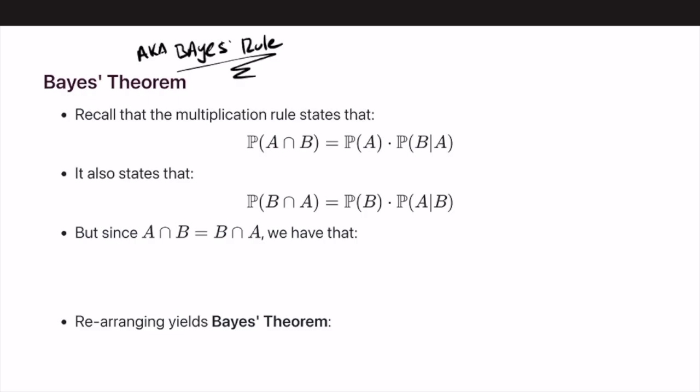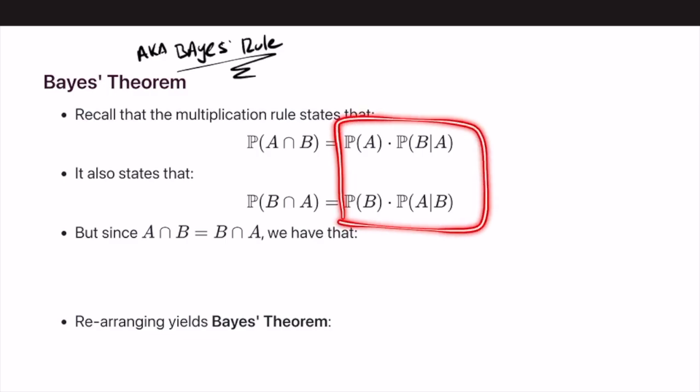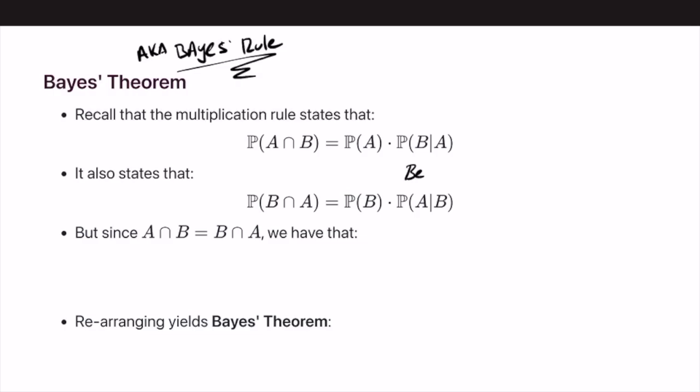So we have the multiplication rule here, and we also have it written here, and we can show that these two things are equivalent because the probability of A and B is equal to the probability of B and A, right?